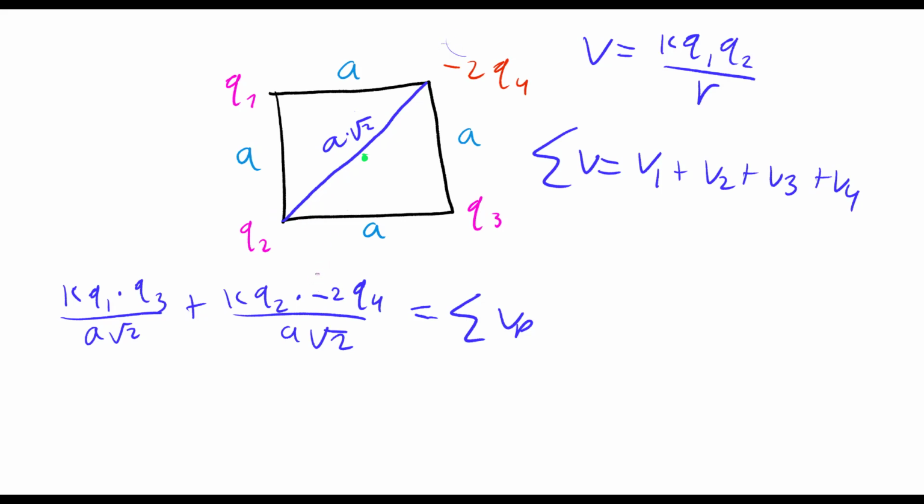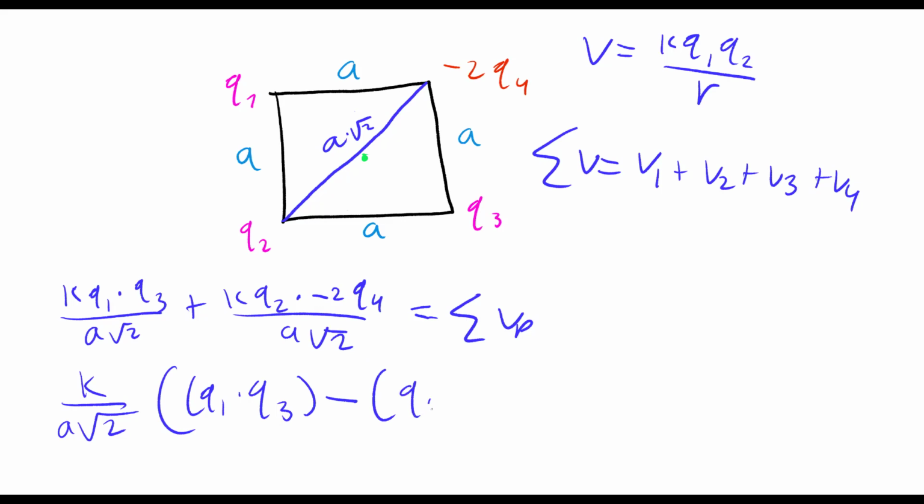Oh, yeah. So just make sure you have your k's or whatever. You can also simplify it to be this. I think it's a lot better like this. It's going to be q1 times q3 minus, because of this negative sign, q4 times q2. So that could be simplified.